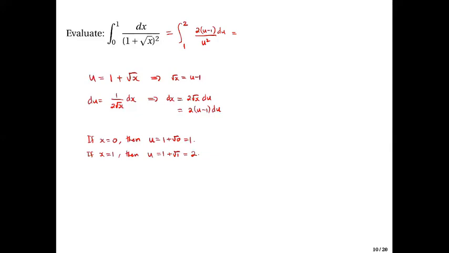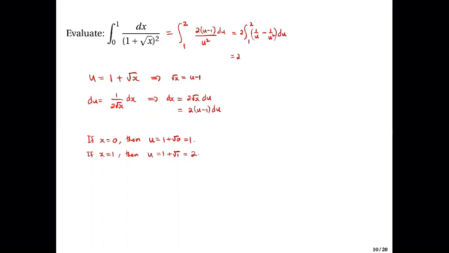Therefore, if we simplify this, let us bring out 2 outside here. You have 2 times the integral from 1 up to 2. And then u over u squared, that's 1 over u, minus 1 over u squared, that's 1 over u squared. And then we have the du here.